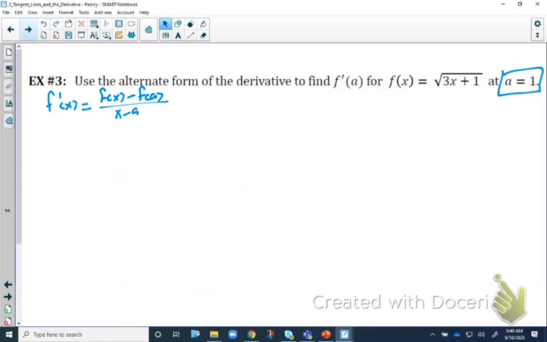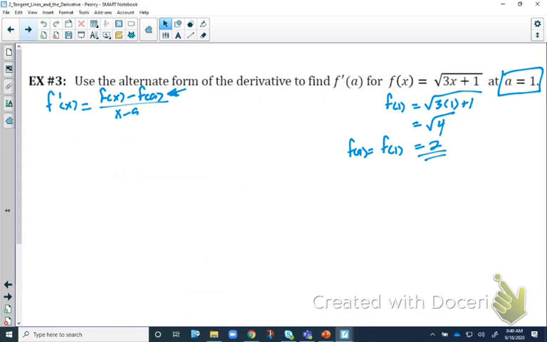So one of the things that I want to know is what is f of 1 going to be? So 3 times 1 plus 1 gives us the square root of 4, which gives us a 2. So f of 1 is a 2. And that's kind of what we're going to evaluate in the function itself or in the problem itself. Okay, so that f of a that we're finding, which in this case is f of 1, the y value that we got is a 2, so that's what I'm going to put in the f of a spot.